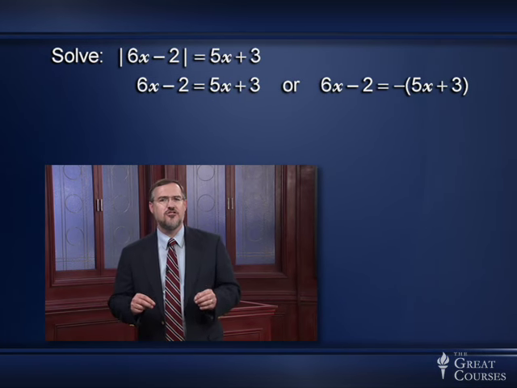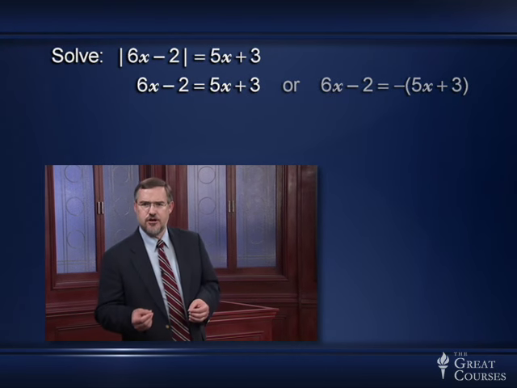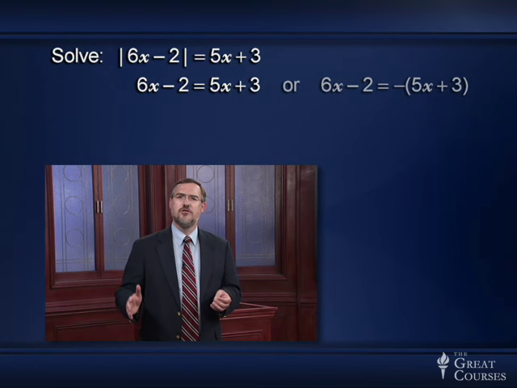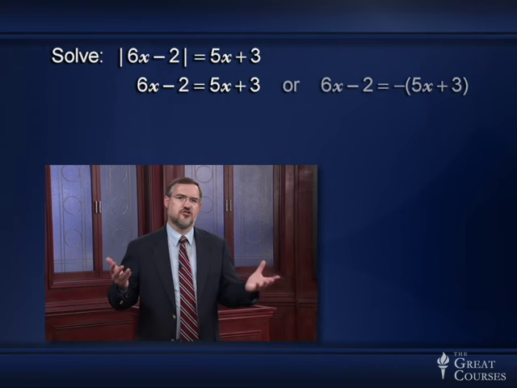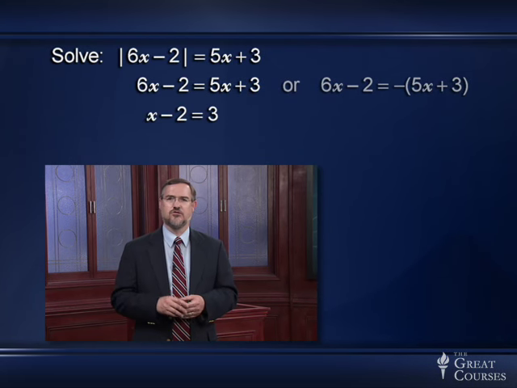Let's solve each of those two equations separately and see what we get. The first equation was 6x minus 2 equals 5x plus 3. If we move the 5x over to the left, or just subtract 5x from both sides, we will have x minus 2 equals 3.